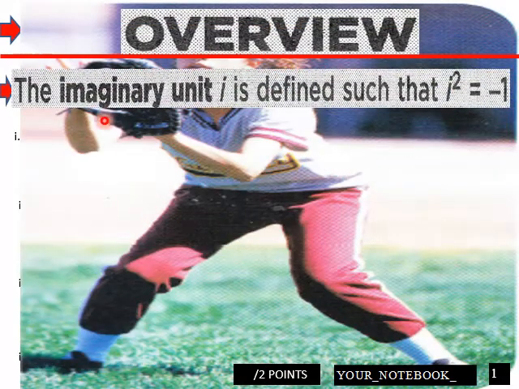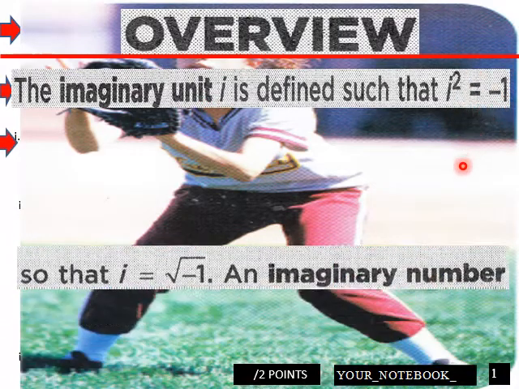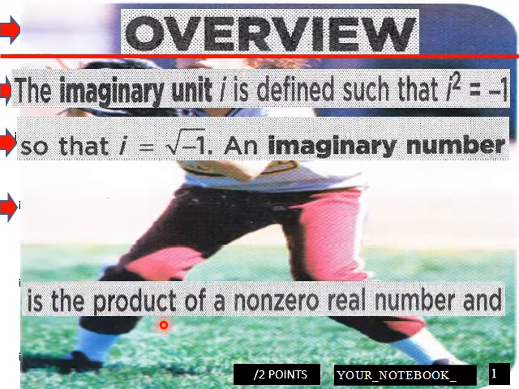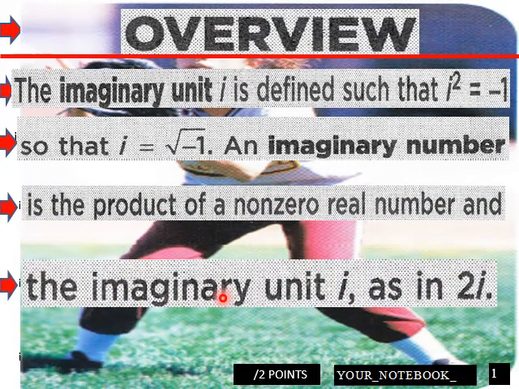Overview here. The imaginary unit i is defined such that i squared equals -1, so that i equals the square root of -1. An imaginary number is the product of a non-zero real and the imaginary unit i, as in 2i.